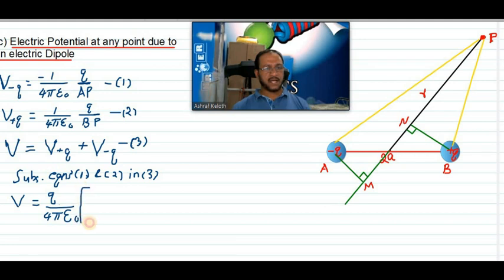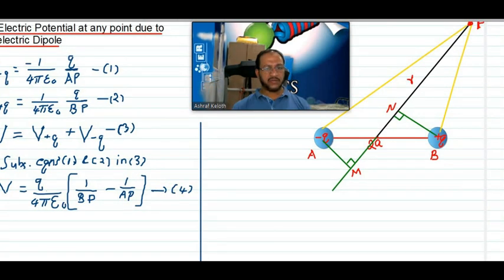Then inside the bracket, for V plus Q it is 1 by BP. Then plus becomes minus, because the potential due to minus Q is minus 1 by 4 pi epsilon naught, Q by AP. So this negative becomes minus 1 by AP. Q by 4 pi epsilon naught is common, so it is taken outside. This is equation number 4.